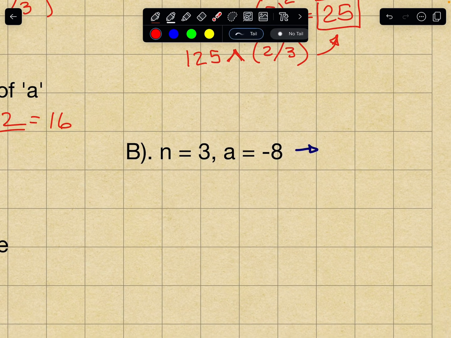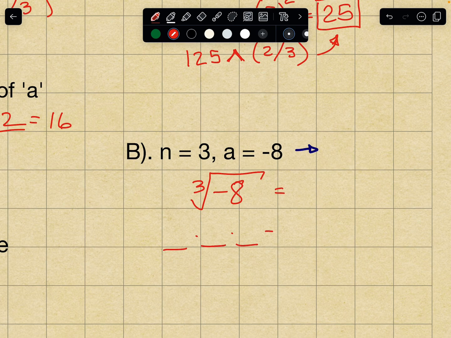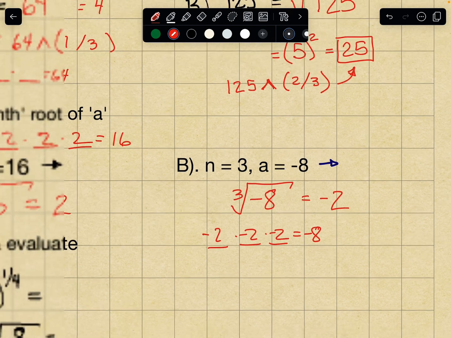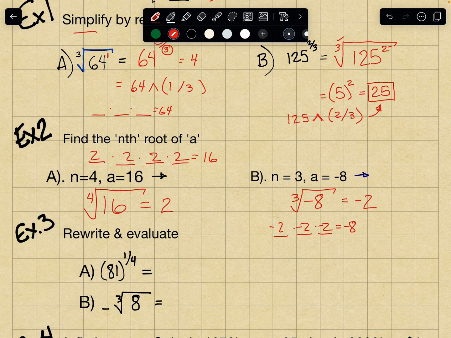So here, notice example B, we have the 3rd root of negative 8. So some number times itself 3 times is negative 8. So 2 times 2 times 2 is 8. But in this case, we need negatives to get the negative 8. Does that make sense? I hope.